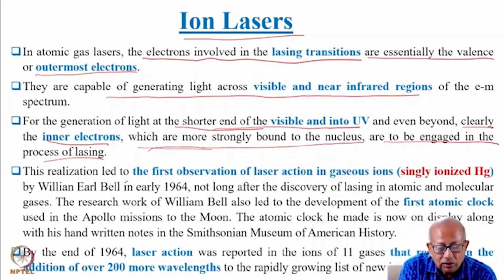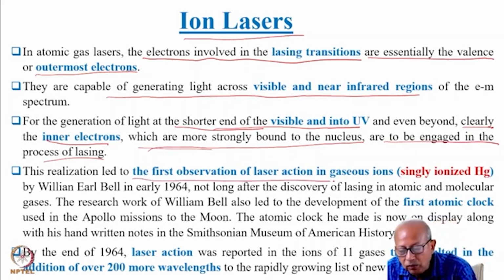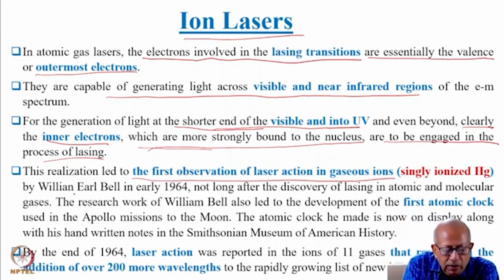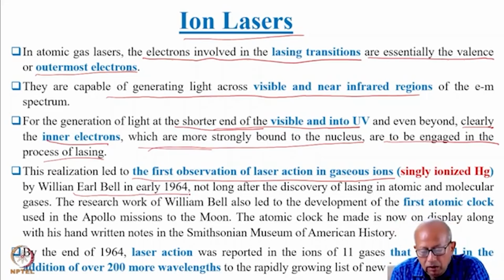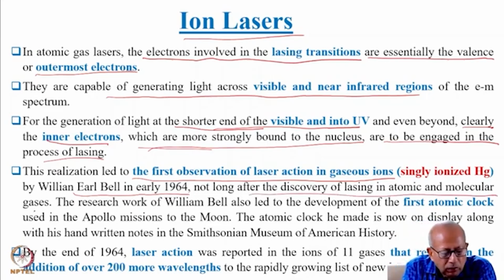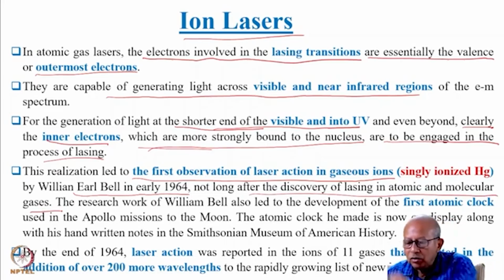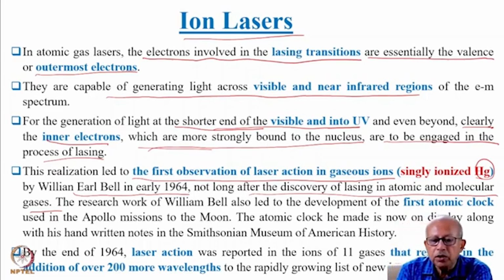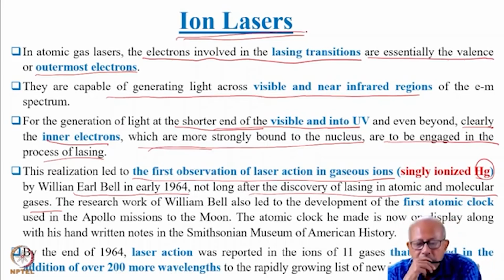This realization led to the first observation of laser action in gaseous ions by William Earl Bell in early 1964, not long after the discovery of lasing in atomic and molecular gases. He basically used singly ionized mercury atom to demonstrate the very first operation of an ion laser.